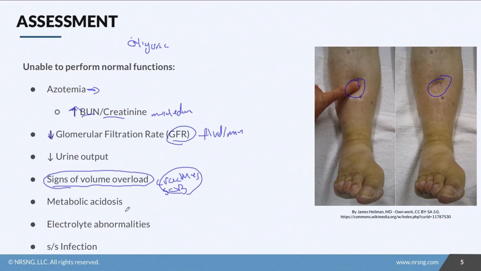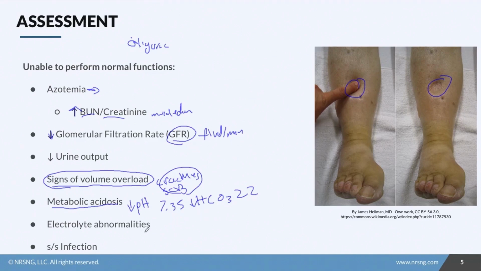Now, because the kidneys aren't retaining the bicarb buffer like they should, we're going to start seeing metabolic acidosis. Now, what's metabolic acidosis going to look like? That's going to be a pH of less than 7.35 and a bicarb less than 22. Okay, low pH, low bicarb.